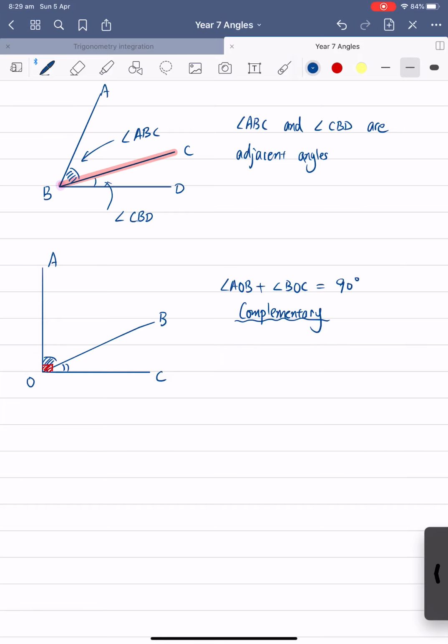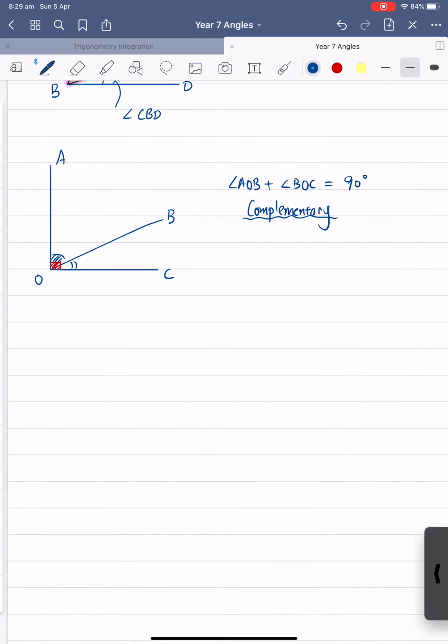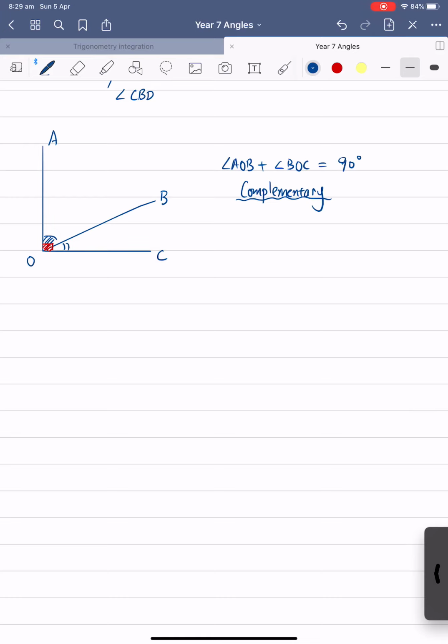Then the next one is supplementary. What happens if we have multiple angles next to each other, and when they add together they equal 180 degrees? What is the name of that? We've got a straight angle, which is 180 degrees, and this straight angle breaks down into two angles. That is the first one, that's the second one.